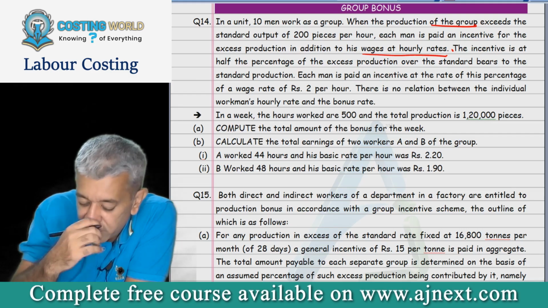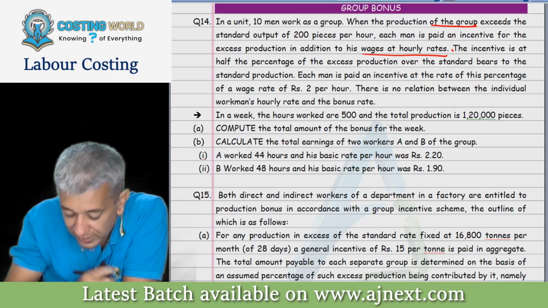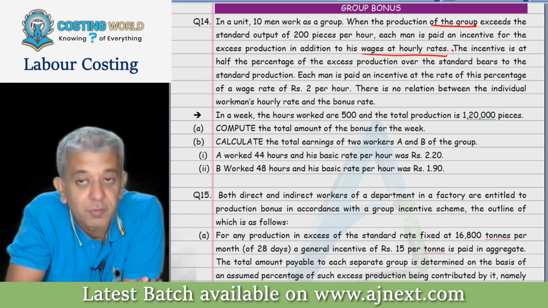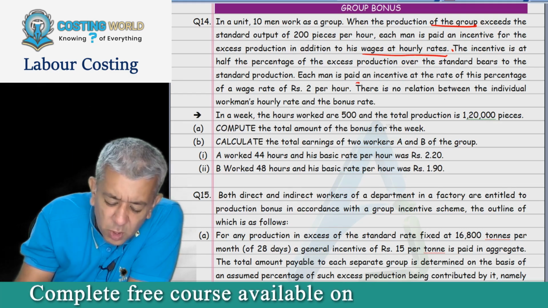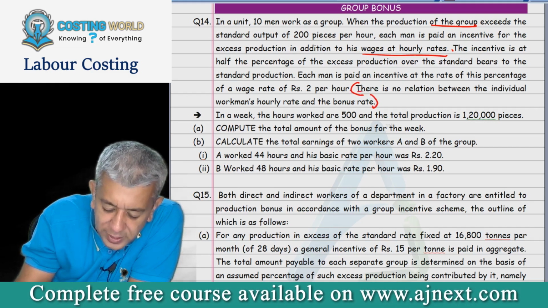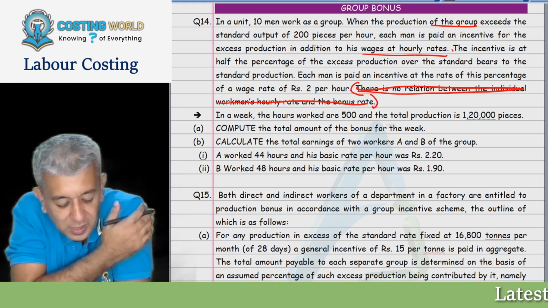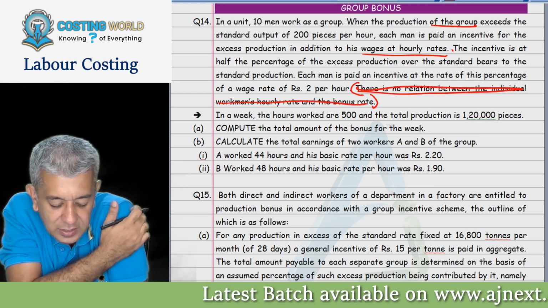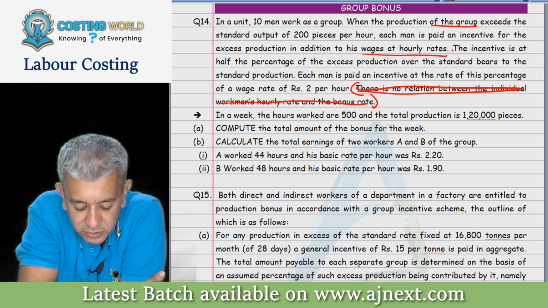You try to read it further and you try to crack it. Each man is paid an incentive at the rate of this percentage of wage rate of rupees 2 per hour. Next line you all don't read, you will get more confused. So don't read this particular line. I'll make you all read but towards the end, not right now. In a week, hours worked were 500 and total production is 1,20,000 pieces.